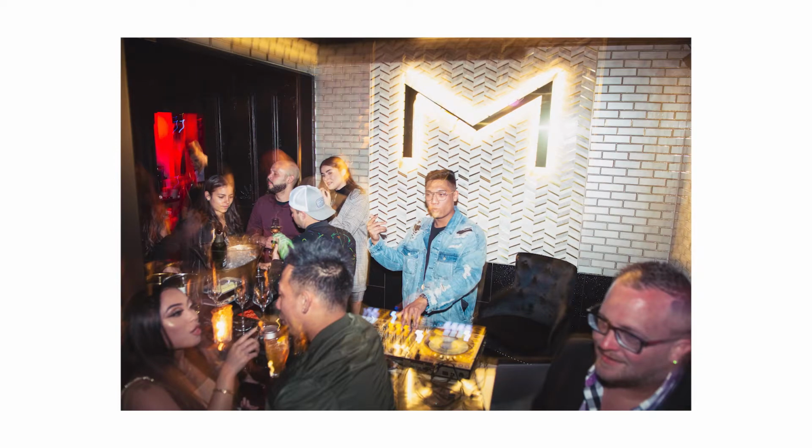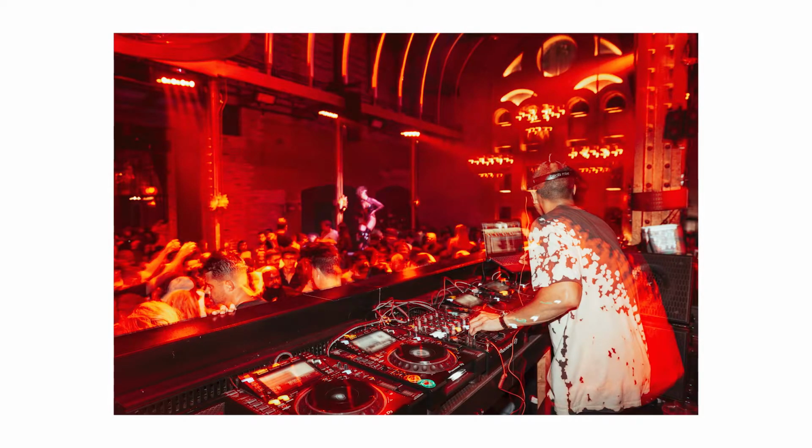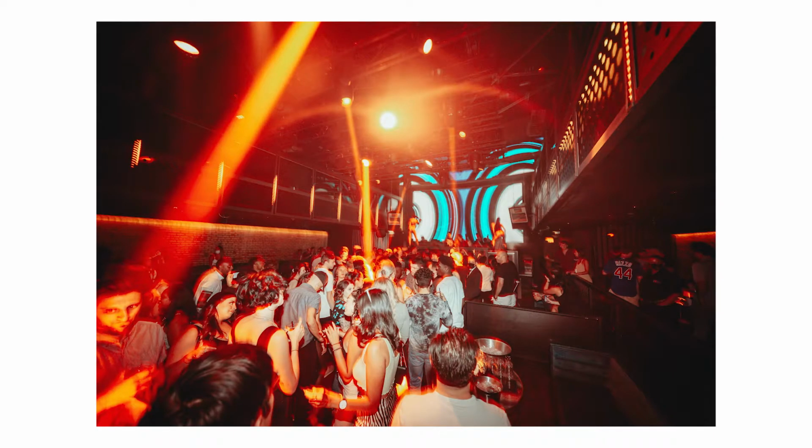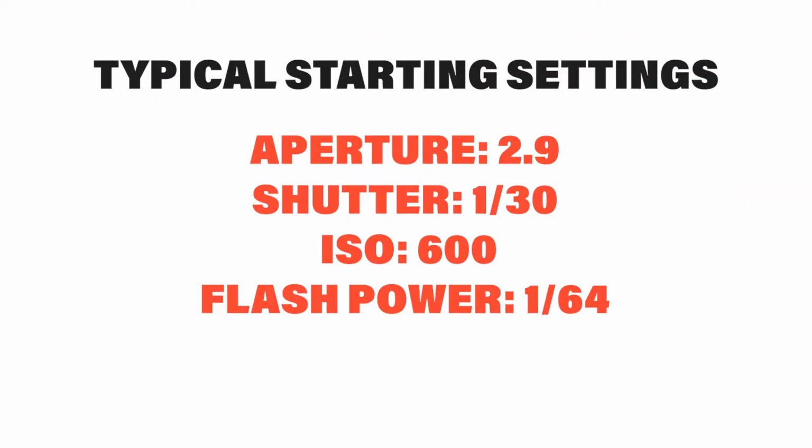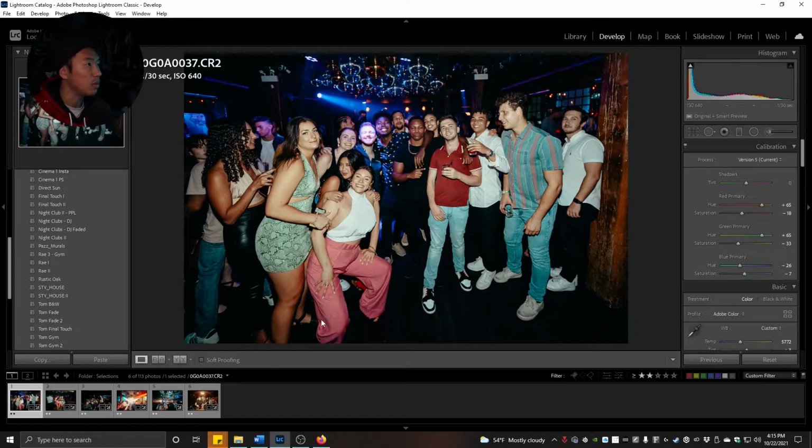Look at these examples. 1/64 allows me to be about 6 to 7 feet away from the subject and light them. If I was further away, I would need to increase the flash power to about 1 over 32. If I was closer, I would need to lower the power to 1 over 128. An aperture of 2.8 or wider, shutter speed of 1 over 30th, ISO between 600 to 800, and flash power between 1/64 or 1/32. And let me show you some of my previous work and the settings I used to get the exposure.